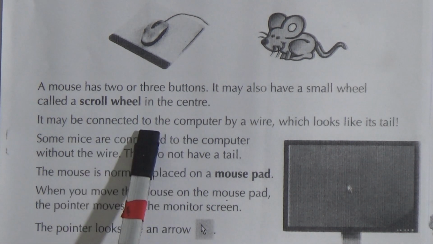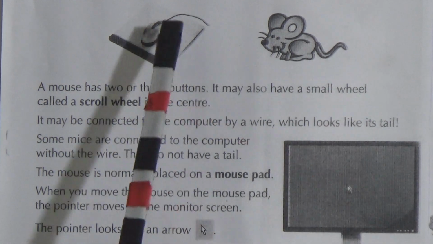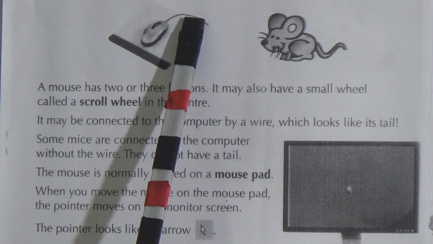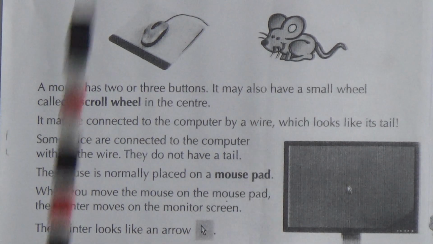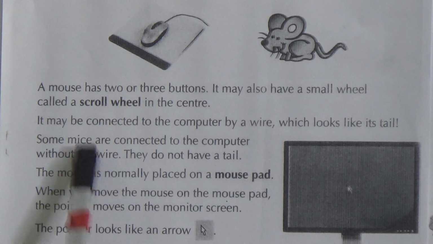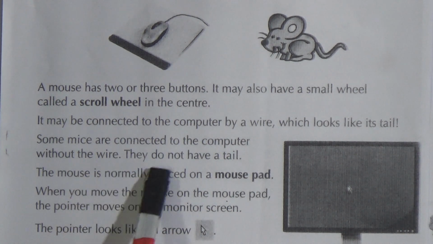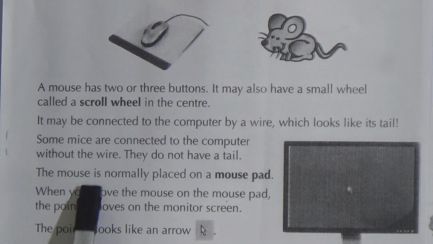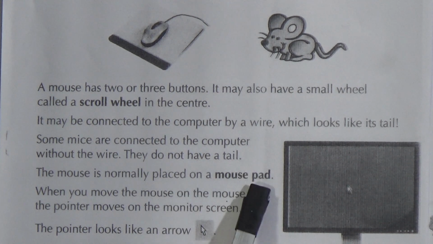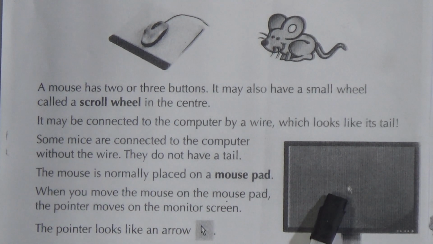It may be connected to the computer by a wire which looks like a tail, like a real mouse. Some mice are connected to the computer without the wire. They do not have a tail. The mouse is normally placed on a mouse pad. When you move the mouse on the mouse pad, the pointer moves on the monitor screen. The pointer looks like an arrow.